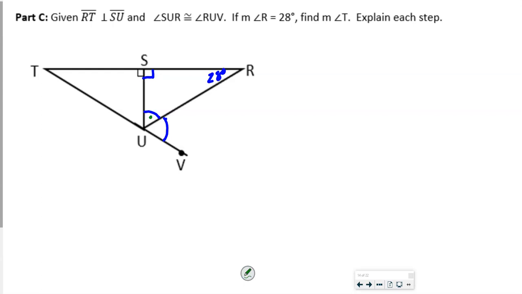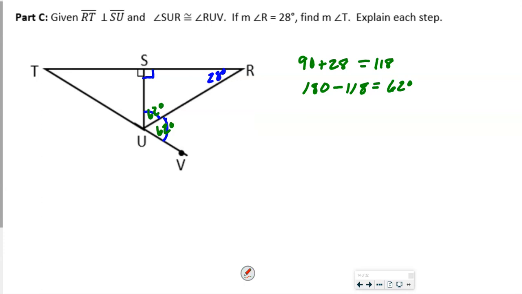And to do that, we know that all three angles added together have to equal 180. So we're going to add 90 plus 28. That would be 118. And we're going to subtract that from 180, okay? And when we do that, we get 62 degrees, okay? So that means this angle is 62 degrees, which means this angle is 62 degrees.